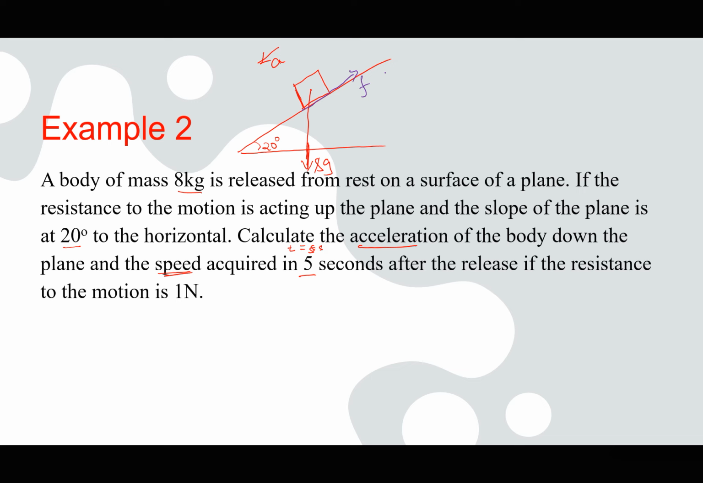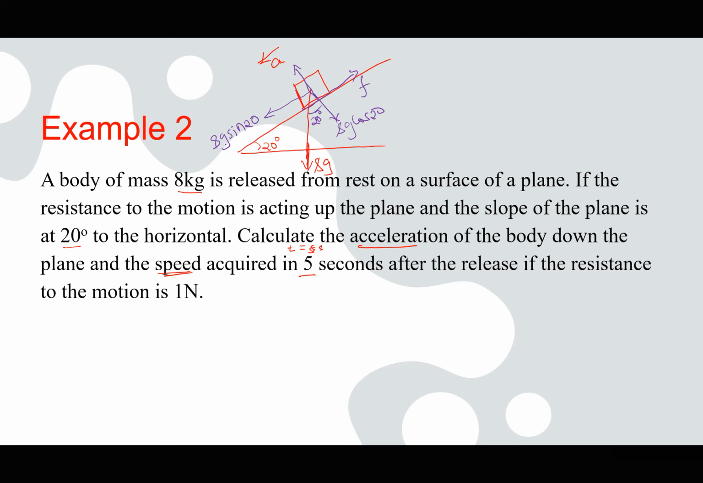So we can first of all resolve these forces. The weight, there's the normal reaction acting in that direction, which is balanced by the component of the weight perpendicular to the surface. Remember, this angle is 20 degrees. So this is going to be 8g cos 20. And then the component of the weight along the plane is the one responsible for contributing to the motion down the plane, not the whole 8g. So this is going to be 8g sin 20.